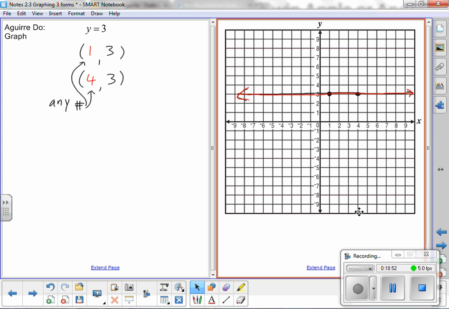So like I said, either you memorize that y is a horizontal line and then go up to 3 and then go side to side, or just quickly do 2 points and make sure your y values are 3, pick whatever you want for your x's, and you'll end up on the same line. Okay, and that is it.